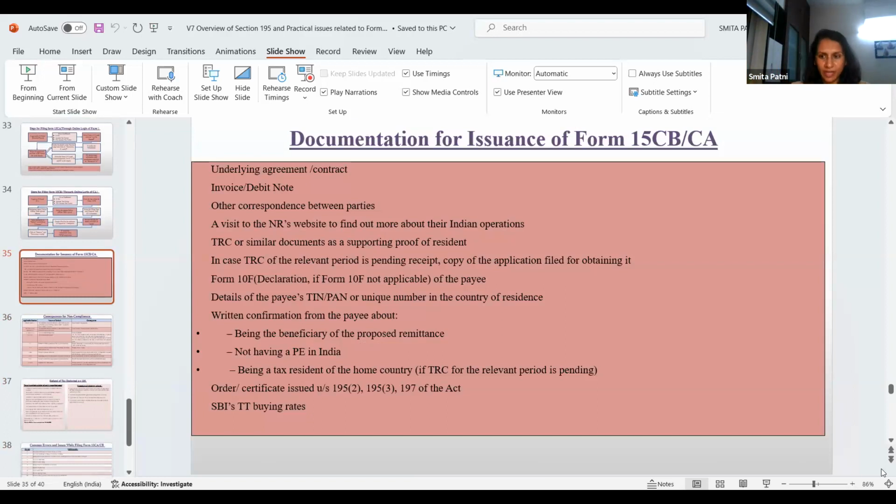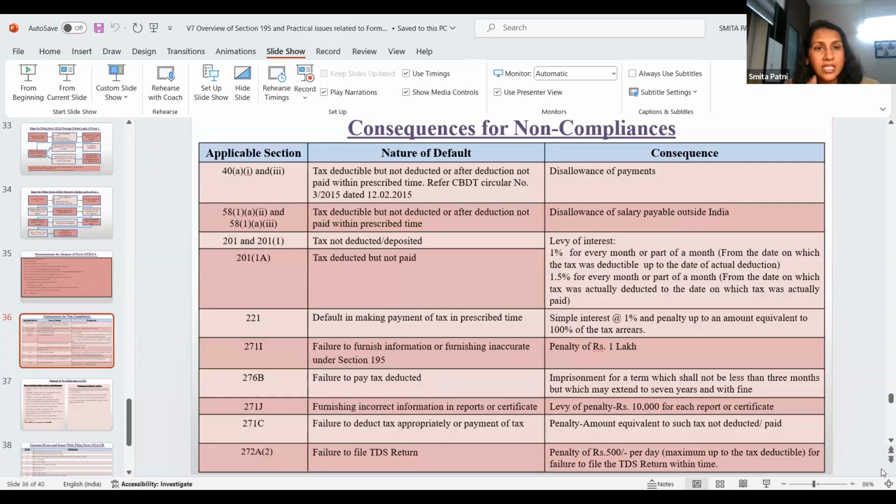Then we go to the documentation for issuance of 15CB. These are the standard documentation that we should have while generating a 15CB. We should get all this information from our payer. These are the consequences of non-compliances, some of which I've already discussed.